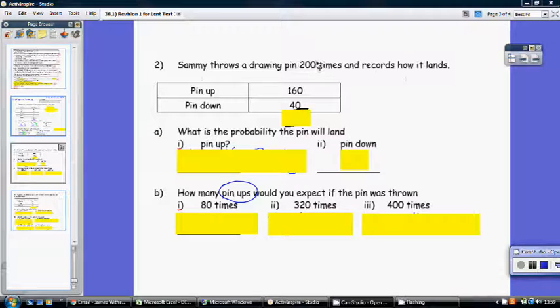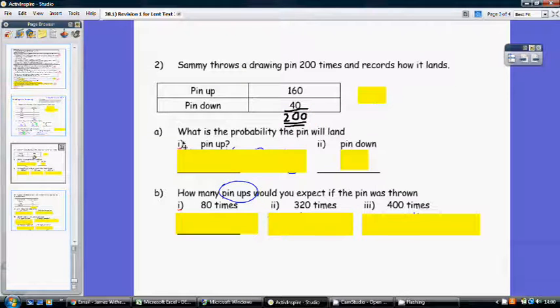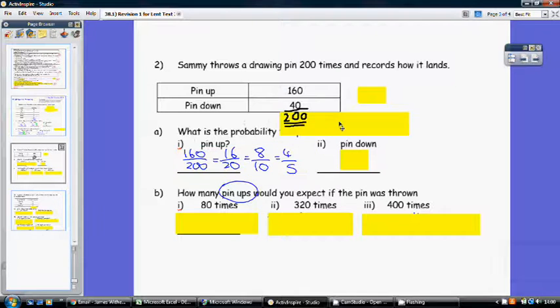So Sammy throws a drawing pin 200 times and records how it lands. It lands pin up 160 times and pin down 40 times. So obviously that's the 200 in total. Part A, part 1: what is the probability the pin will land pin up? Well, it's 160 out of 200, and that simplifies all the way down to 4/5. Now pin down must be all the others, so that's 40 out of 200, which is a fifth, and that makes sense, doesn't it? Because 4/5 plus a fifth is a whole.